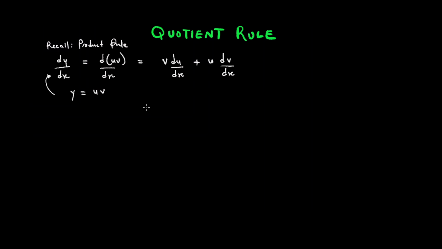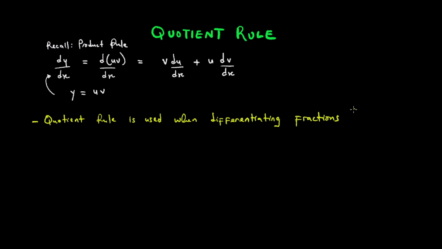So the quotient rule is used when we want to differentiate fractions. So let us write it as a note. Let me use yellow for notes today. So the quotient rule is used when differentiating fractions. And our fraction will look like u over v. That's the fraction we are dealing with. So all fractions are broken down using the quotient rule.